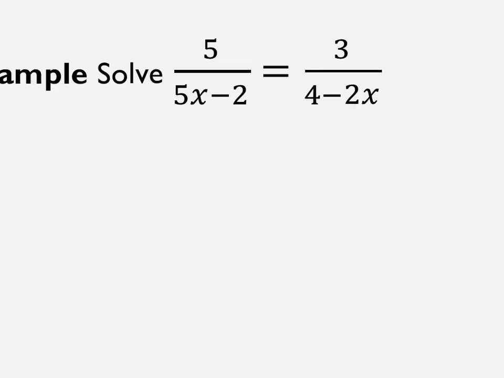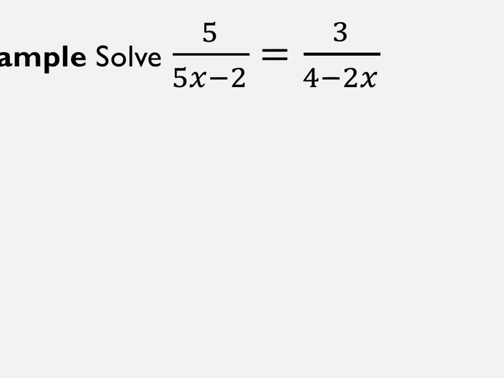If we look at our next type of problem, notice we have a fraction equal to a fraction. So for our lowest common denominator, it doesn't really make sense for us to factor the denominators, because 5x minus 2 is not going to have anything in common with 4 minus 2x. So we're going to multiply both sides of our equation by the denominators' product, because that is their lowest common denominator. So we'll do 5x minus 2 times 4 minus 2x on both sides of the equation.